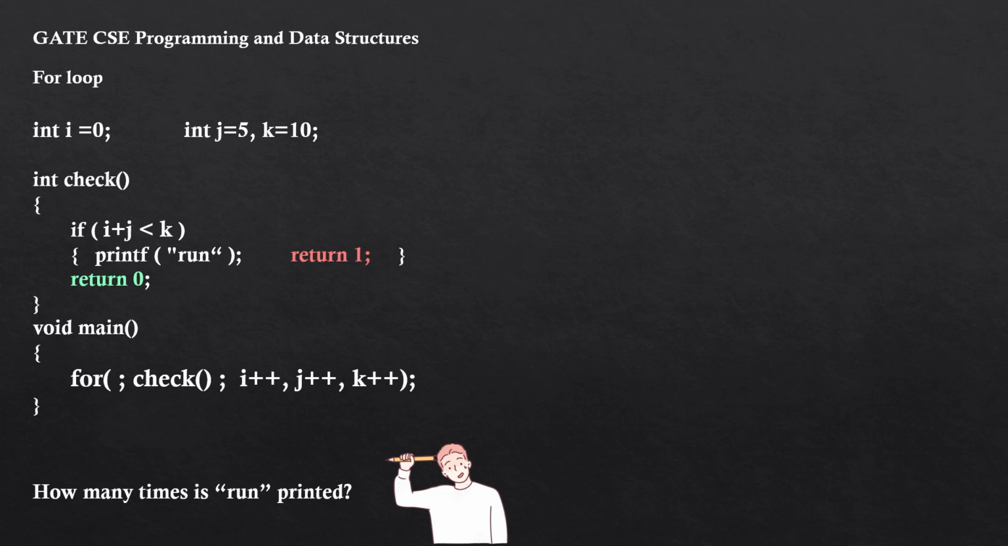Let's see the answer. Okay, so as we saw in a previous video, the for loop is going to execute a set of statements a certain number of times depending on this condition. So here you see this empty component, that is the initialization. The initialization can be empty also.